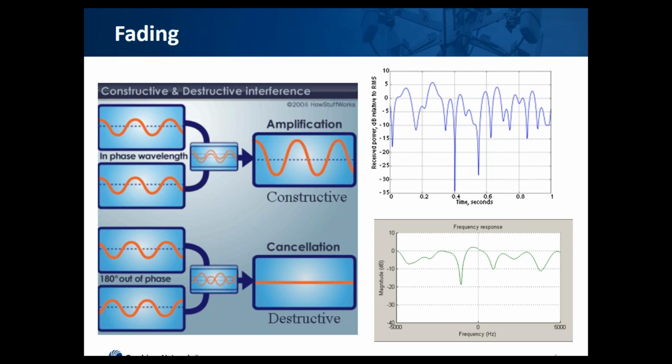This example of constructive and destructive interference is a simplified version with only two signals. But in a real communication channel with a large number of signals adding at the receiver, the effect is similar. Sometimes the signals add up constructively and sometimes they add up destructively. This effect happens in space, in time, and in frequency.